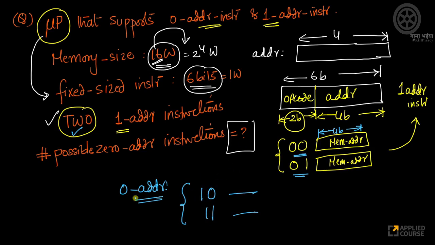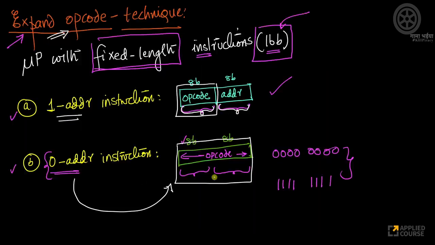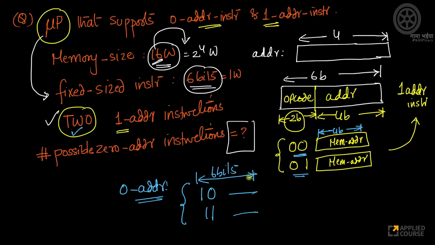My opcode, my zero address instruction, because I don't have an address, I can use the whole 6 bits for the opcode, just like what I've explained here. So the first 2 bits, if they are 10 or 11, the control unit interprets them as 0 address.